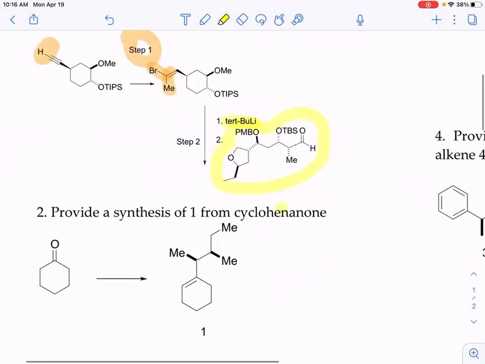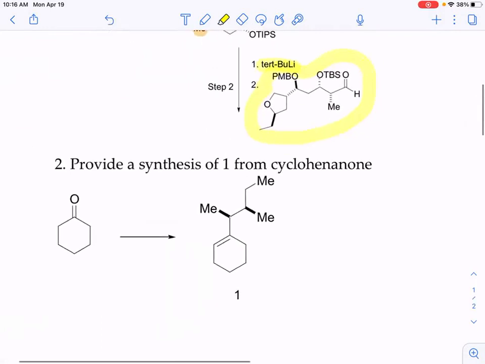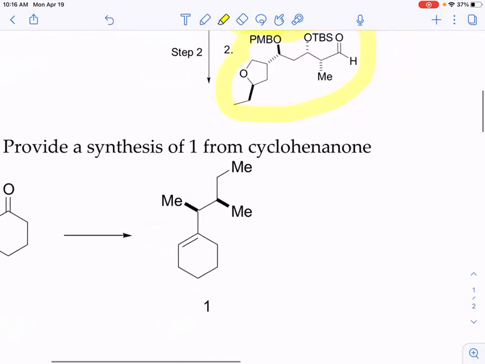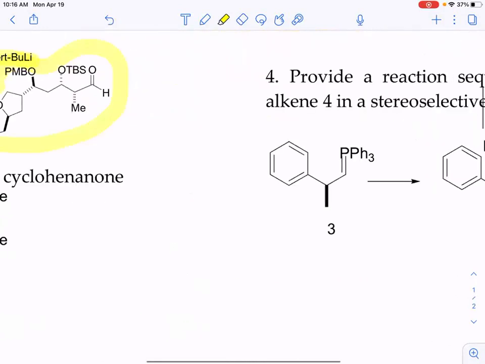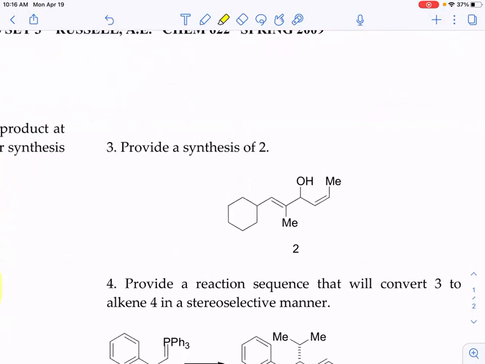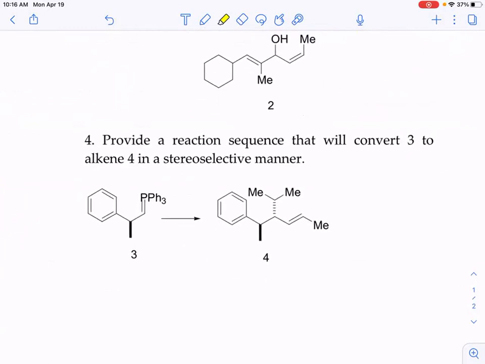Second problem is how would you make this from cyclohexanone? And then the third problem is how to synthesize compound 2. And then here it says provide a reaction sequence that will convert 3 to alkene 4 in a stereoselective manner.